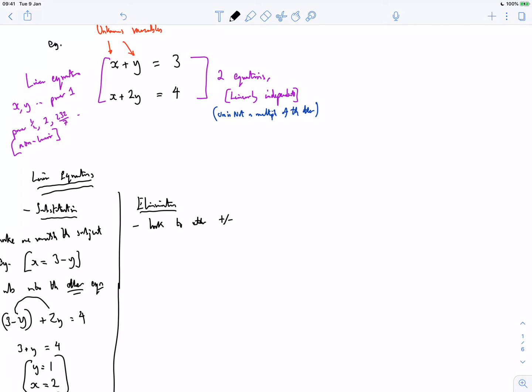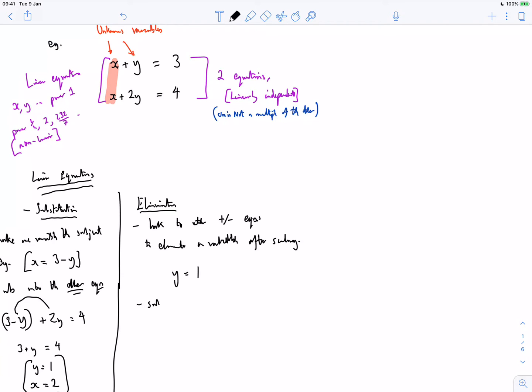For elimination, you look to either add or subtract equations to eliminate a variable after scaling. Okay, what does that mean? Well, if I look at the x's of both of these, they're both the same amount of x's. So if I subtract one row from the other, the x's will disappear. So if I do the bottom row minus the top, x minus x is nothing, 2y minus y is y, and 4 minus 3 is 1, so y would equal 1.